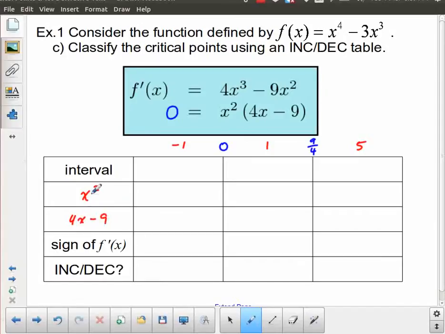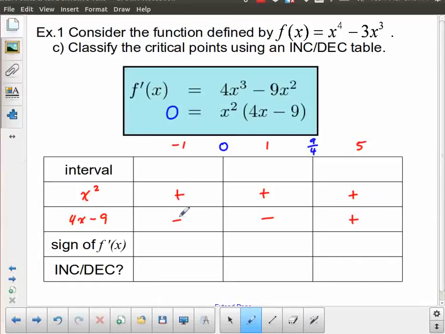X squared, no matter what value I put in here, x squared is always going to be positive. And if you notice little things like that, you can go ahead and fill them in. 4x minus 9, if I put a negative value in there for x, this works out to be negative. If I put 1 in here for x, 4 minus 9, that's still negative. And if I put 5 in here for x, 4 times 5 is 20 minus 9, that's positive. So what kind of results are we going to get for this?